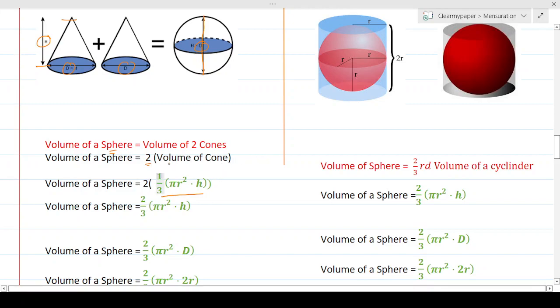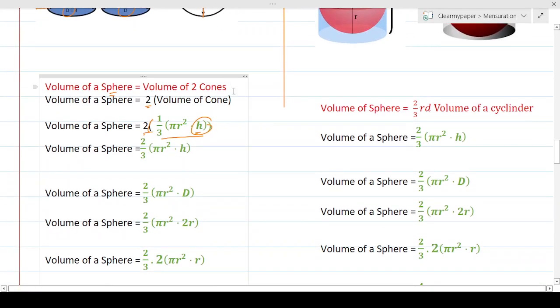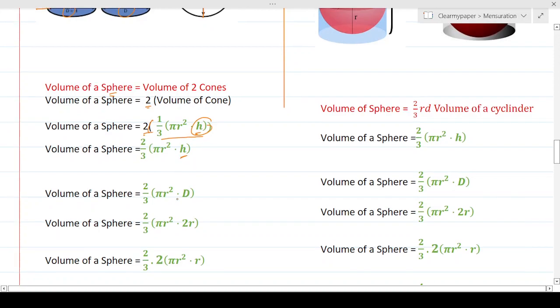Okay, so what does it mean? Volume of a sphere is twice the volume of a cone, and hence we get this substitution: twice the volume of a cone, in the bracket 1/3 pi r square h. But we know that the height over here is nothing but the diameter of the sphere, which is the assumption that we have made, and we can substitute the height by the diameter over here like this.